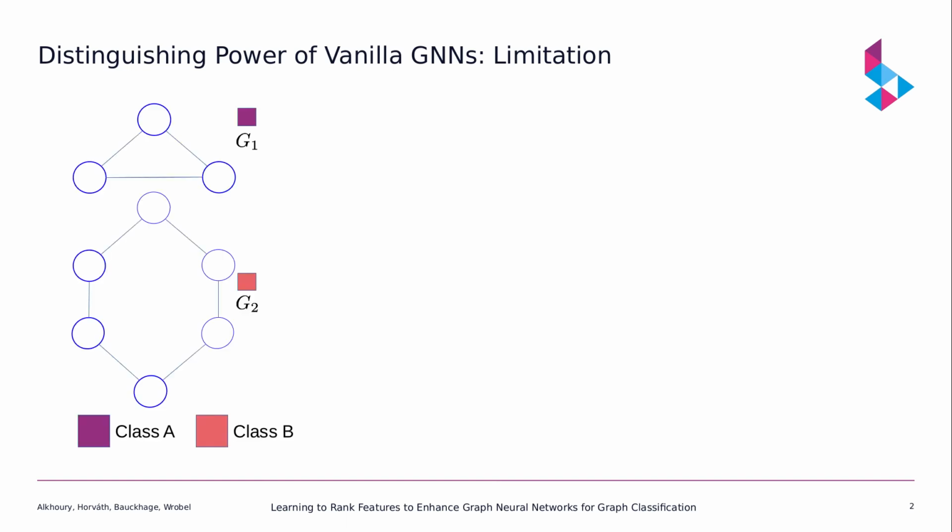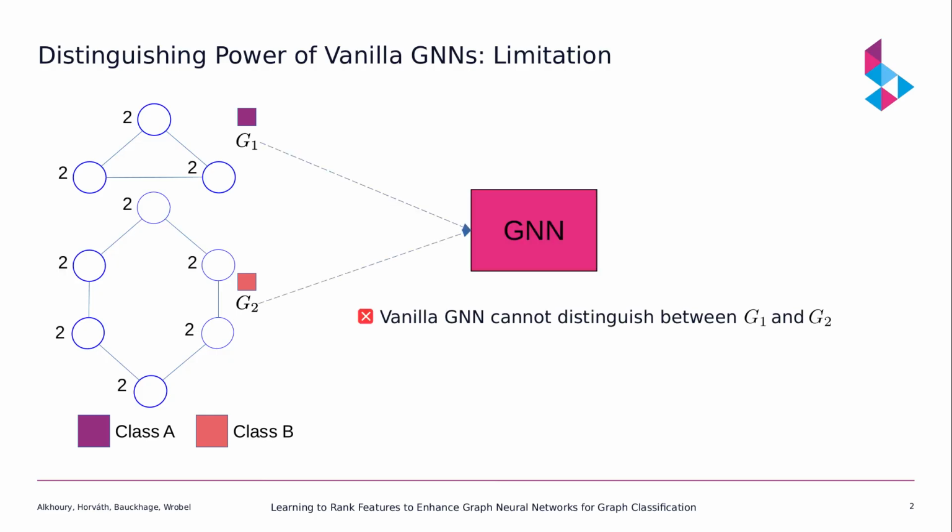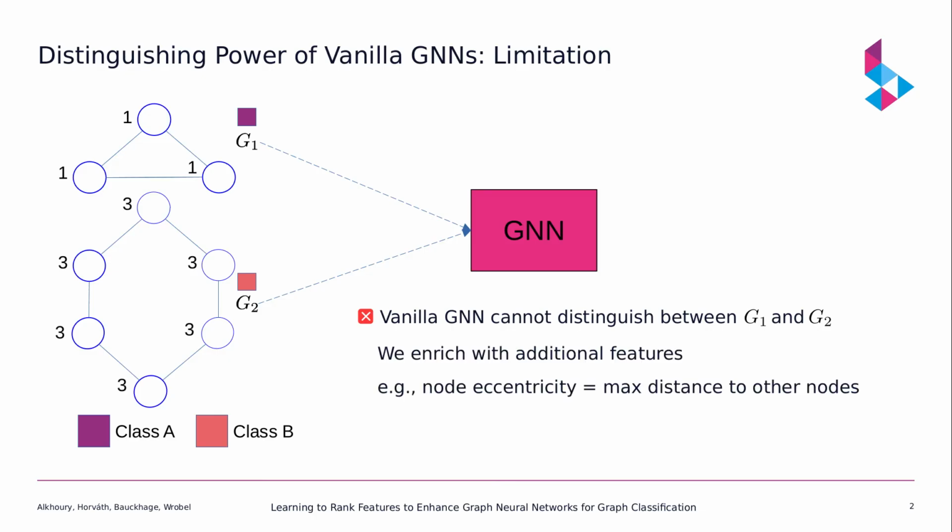Let's look at a concrete illustration of this limitation. Consider these two graphs, G1 and G2, belonging to different classes. A vanilla GNN fails to distinguish between these two graphs because G1 and G2 appear identical under 1-WL, as all nodes have the same degree, 2. So the model assigns them identical representations, leading to misclassification.